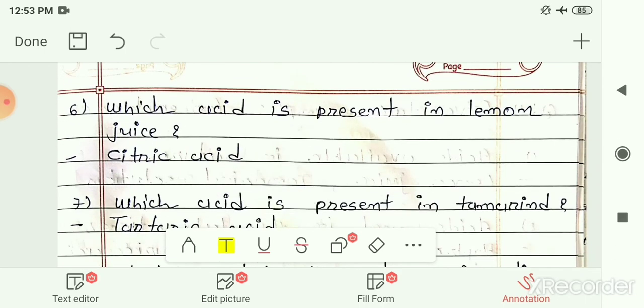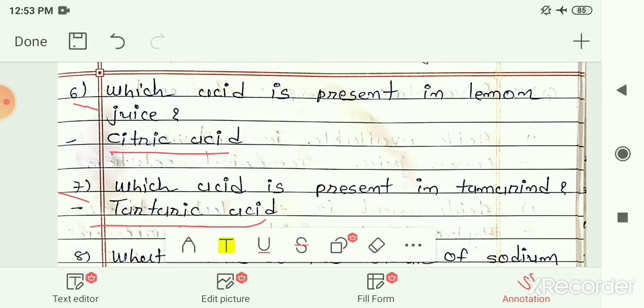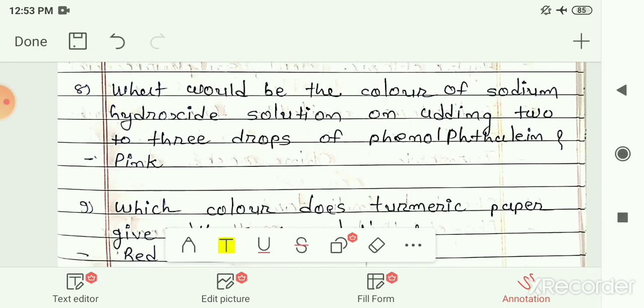Next, 6th number. Which acid is present in lemon juice? So here your answer is citric acid. Citric acid is present in citrus fruits, and lemon is one kind of citrus fruit. So the answer is citric acid. Next, 7th number. Which acid is present in turmeric? So in turmeric, tartaric acid is present. So here your answer is tartaric acid.